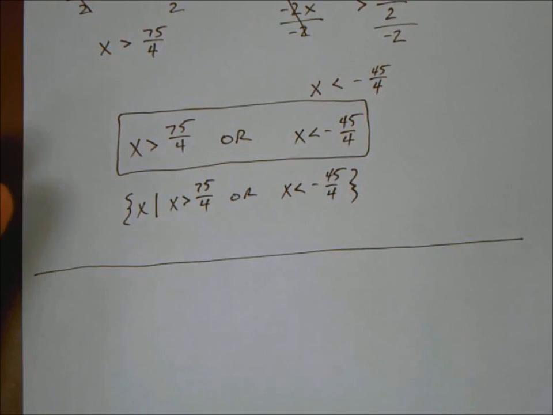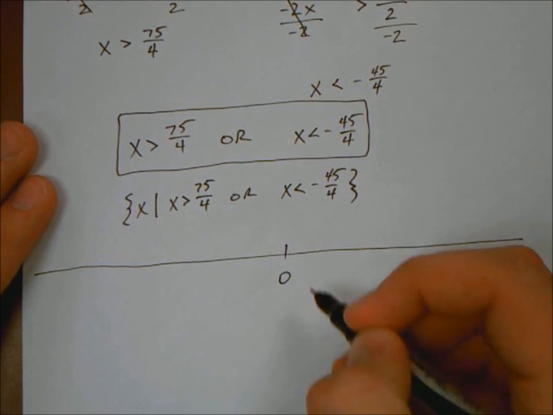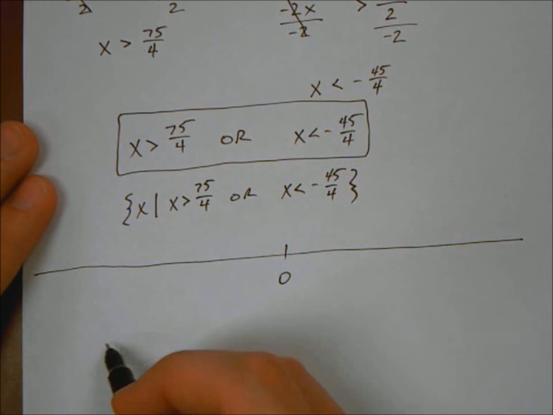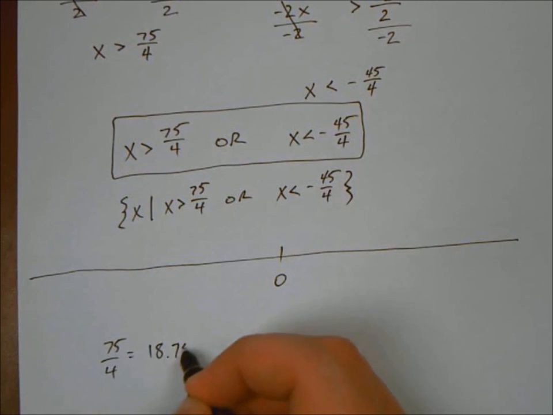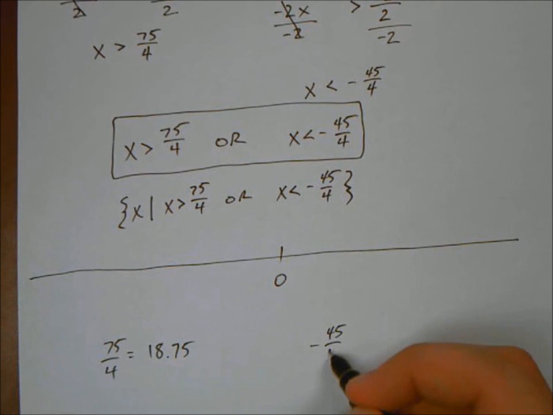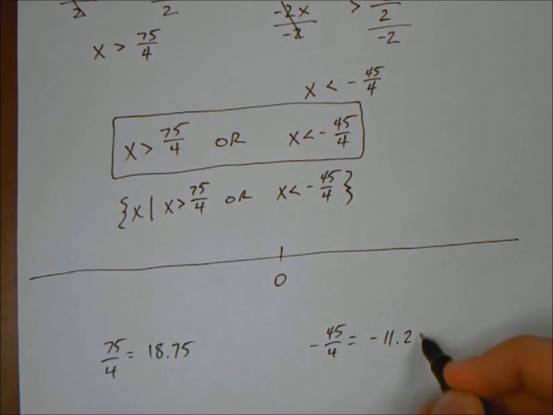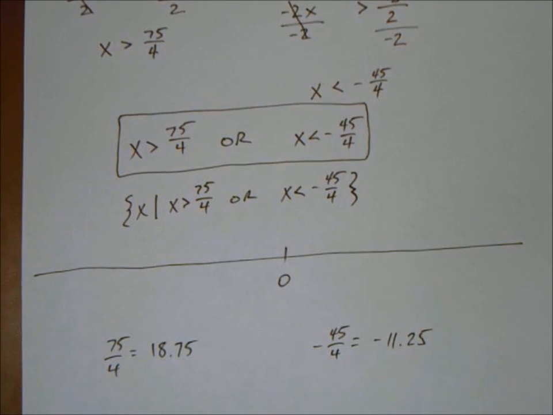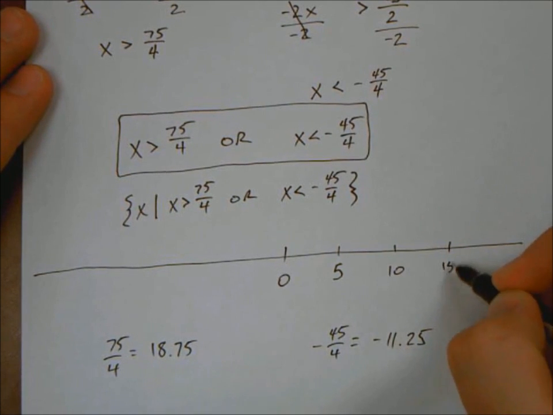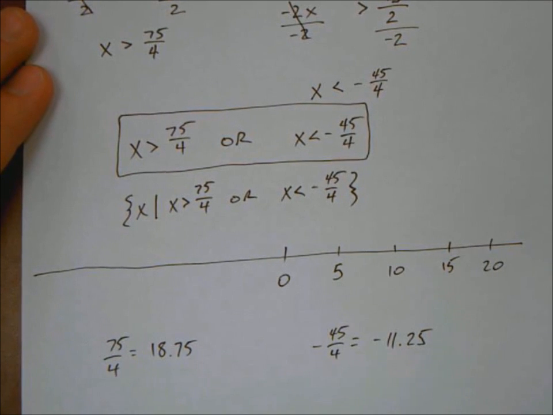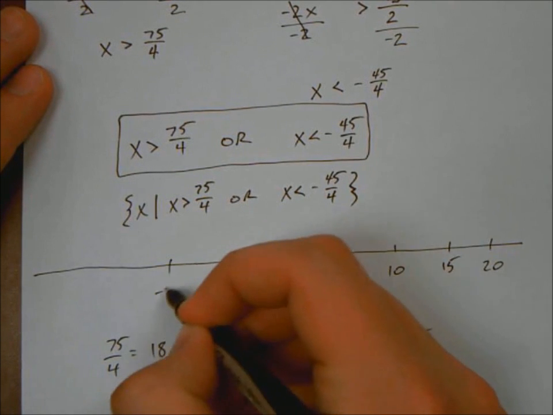Before I do this number line, I'm going to put 0 here in the middle. I need to know what the decimal approximations are for this. So 75 over 4 is 18.75, and negative 45 over 4 is negative 11.25. That's going to be a lot of tick marks if I actually go through and tick all the way up to 19 and all the way down to negative 12. So I'm going to take a little bit of a shortcut. Instead of going up by 1s, I'm going to go up by 5s. I'm just going to make a note of that down here, what each of these mean. And then to the left, negative 5, negative 10, negative 15.